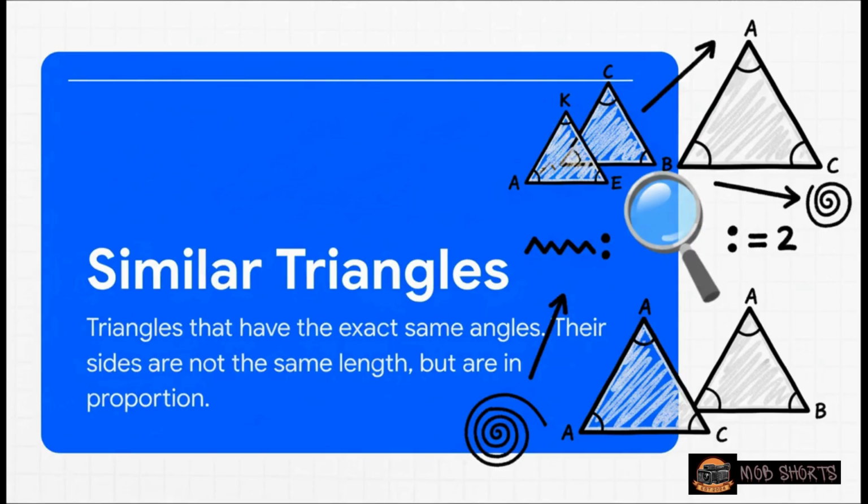Now, don't worry, it's a simple idea. Similar triangles are just triangles that are perfect scale models of each other. Think of it like a photograph and its enlargement. They have the exact same angles, so they have the same shape, but their sides are different lengths, but always in the same proportion. They're basically from the same family, just different sizes.